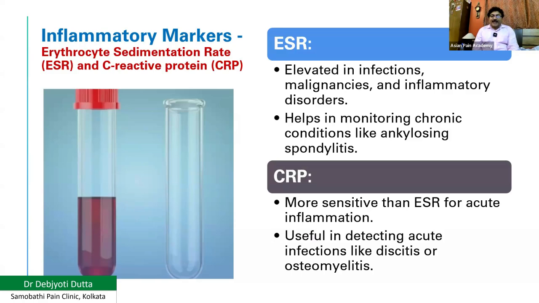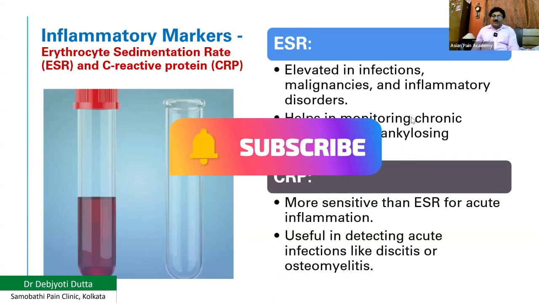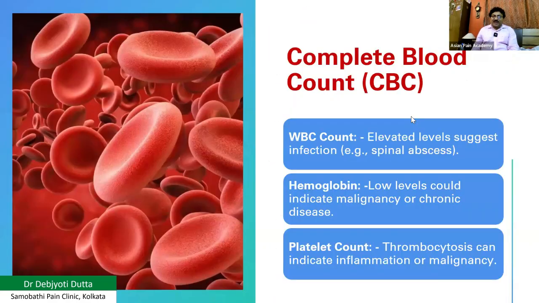Now coming to the C-reactive protein, it is usually more sensitive than ESR in acute inflammation, and it is also very useful in detecting acute infections like discitis or osteomyelitis. Definitely, other imaging investigations will help, but these investigations give you the early clue to search further for specific inflammatory markers or specific infective markers. Coming to the complete blood count, usually they are given together like CBC, ESR, CRP.